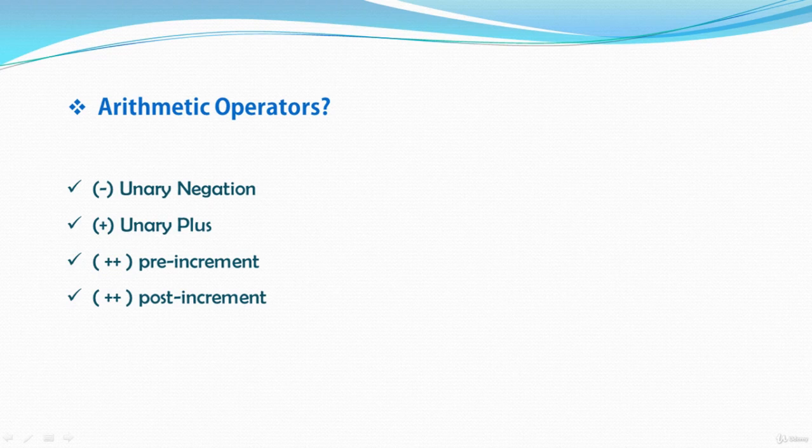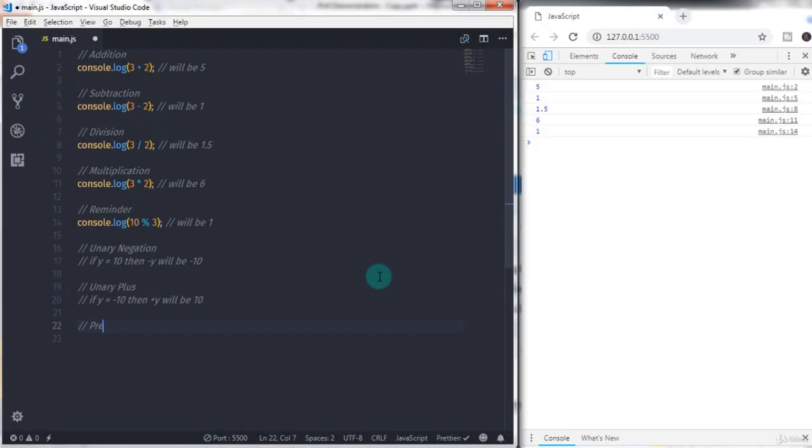Then we have the pre-decrement operator also. We use the pre-decrement operator to decrease a value by 1 and evaluate to the new value. This operator evaluates right to left. Post-decrement is used to decrease a value by 1 and evaluate to the value of y before the decrement. This operator evaluates right to left. So these are the arithmetic operators.